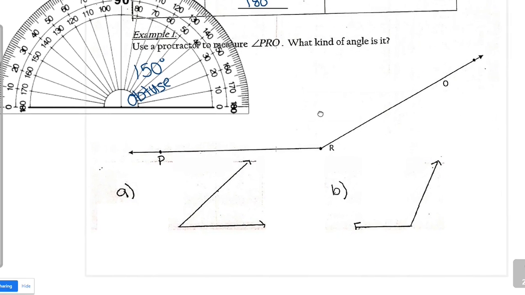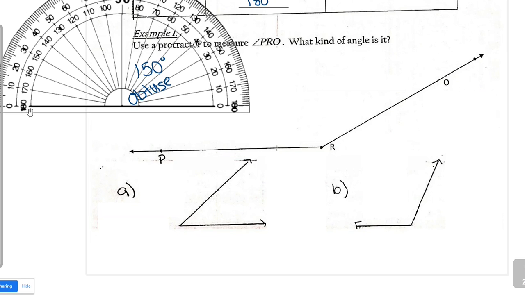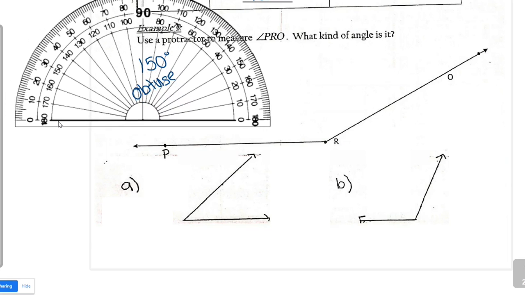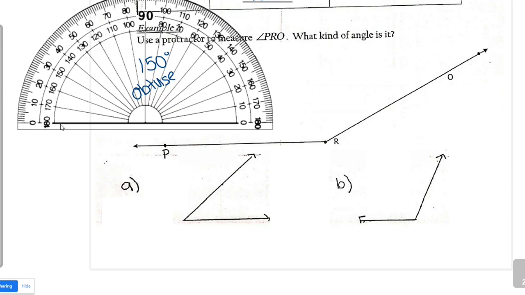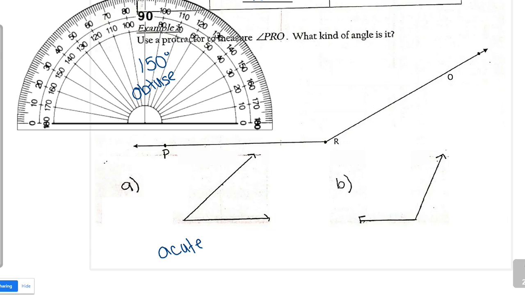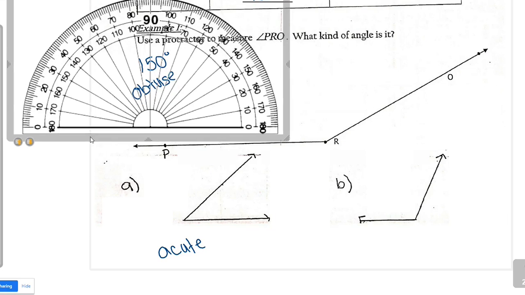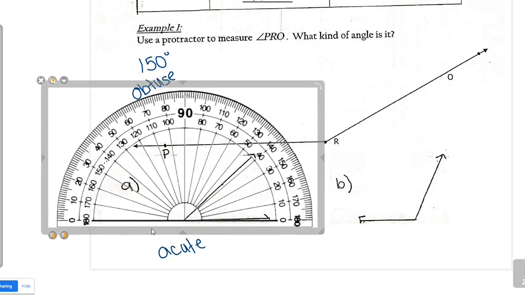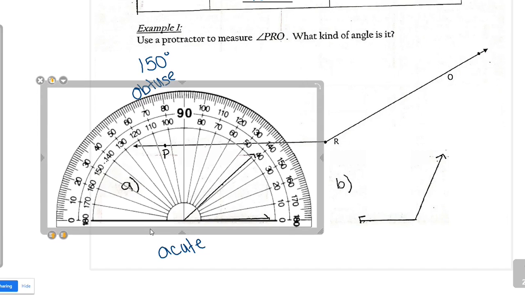Let's look at the next one, A here. Just looking at this image, is it going to be obtuse, acute, or right? It looks smaller, so it's going to be an acute angle. Then let's measure it. We're going to line up that center T right there with the corner of the angle.